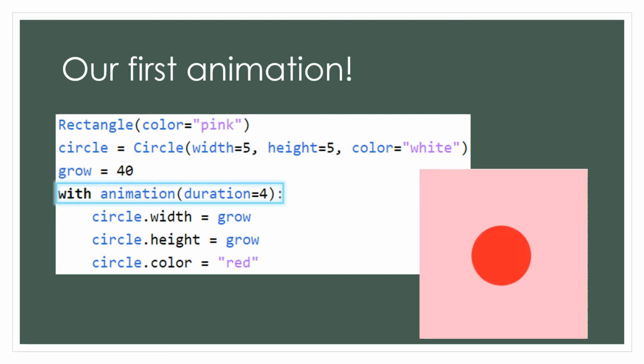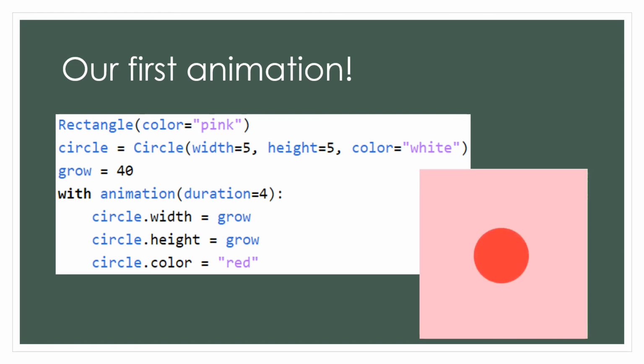This fourth line starts an animation that cycles every 4 seconds. The fifth and sixth lines and the seventh line set the circle's width and height to the value we stored in our grow variable, and we set the color to red. As you can see, settings for the circle, also referred to as attributes, can be set when creating the circle or later using this dot notation.